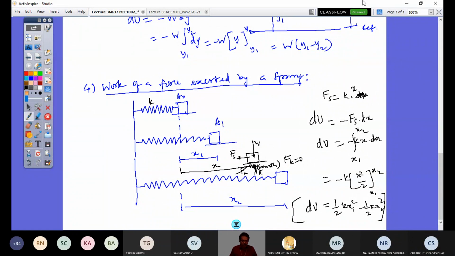Right, so this you have all understood. With this understanding, let us get into a problem that involves a connected body system and try to solve that.